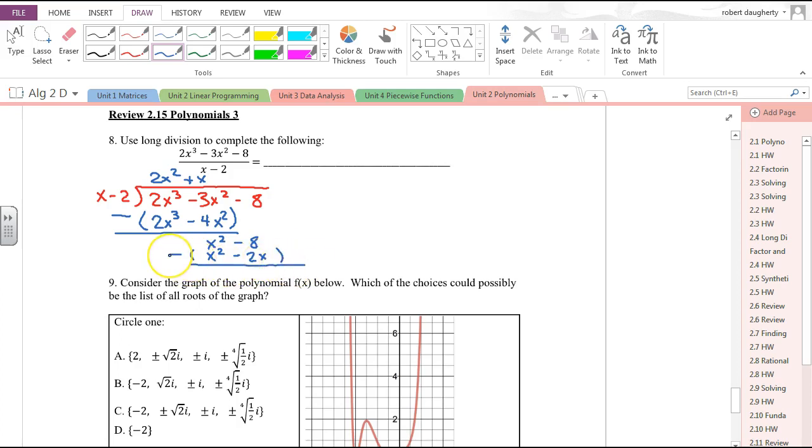I have to subtract all of this. When I do that, I'm left with, I'm running out of space here, but I'll write it, 2x minus 8. What do I multiply x by to get a 2x? That is a 2. That gives me 2x minus 4. Subtract all of this, and that gives me a negative 4, which is my remainder. Okay, so the answer is 2x squared plus x plus 2 minus 4 divided by x minus 2.